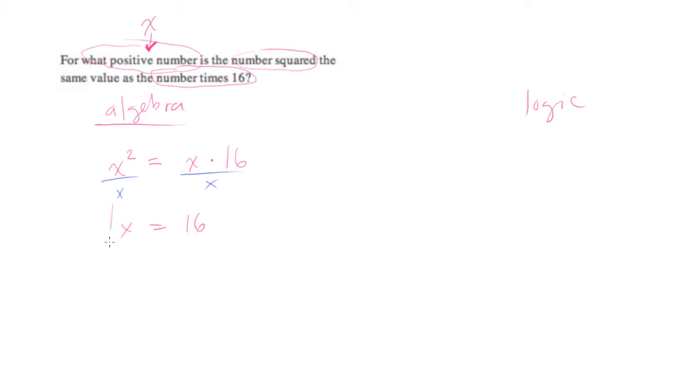And it's actually that fast. So this is the answer. We don't have multiple choice. This is grid in. So the answer will just be 16.